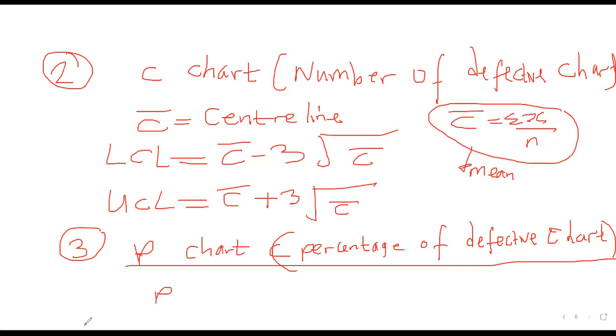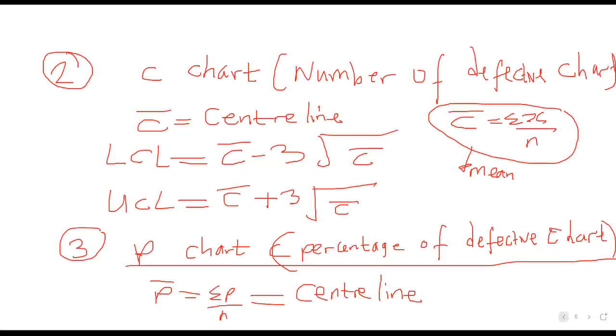So we get to the one for P bar, which is equal to the summation of P over N. That is only the mean for the proportion. Then we also call it the center line. So it's a center line.